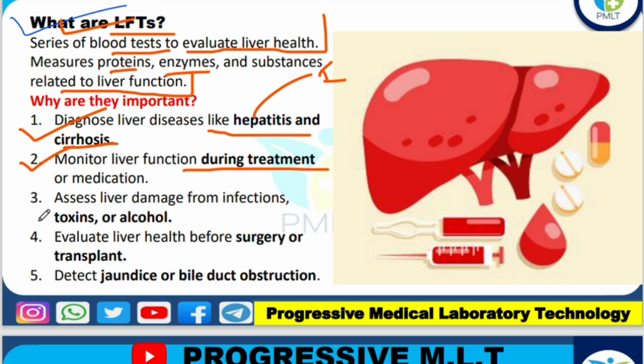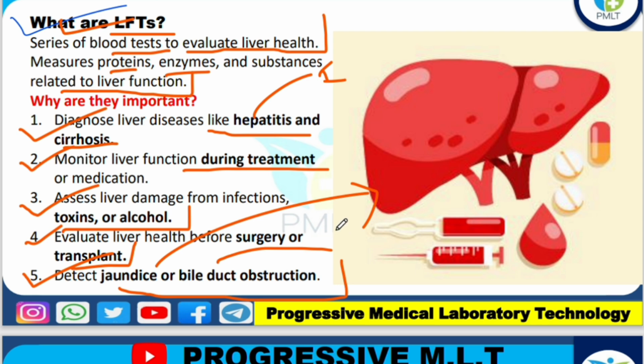After that, if there is any kind of liver damage due to toxins and alcohol consumption, we can easily identify it through liver function test. After that, if any surgery related to the liver or a liver transplant happens, we can easily diagnose the status of the liver, how it is. Is it good? Is the working function of the liver good or bad? After that, detect jaundice as well as bile duct destruction. Jaundice means whenever the liver is not working properly, the bilirubin level increases, so jaundice may form. We can easily diagnose this through liver function test.